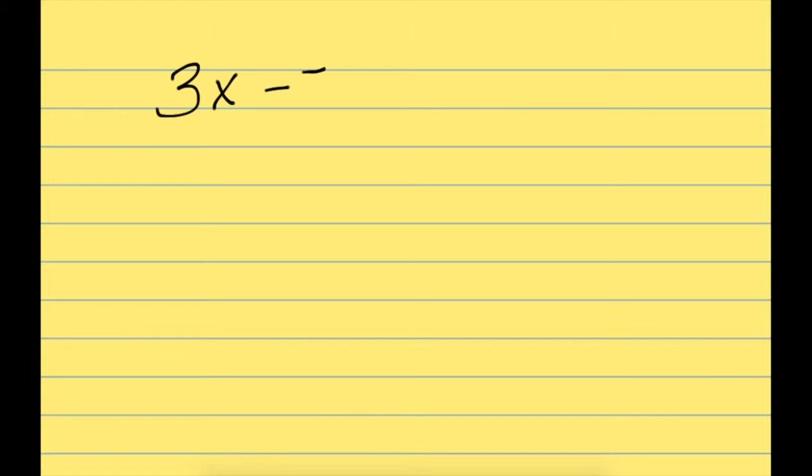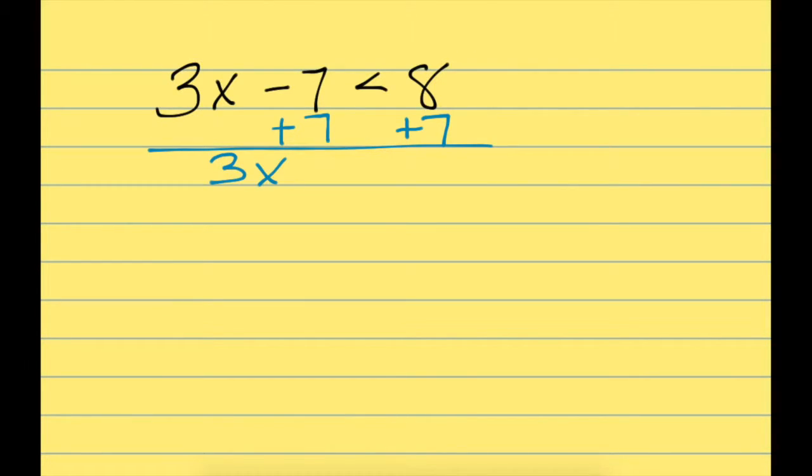So let's start with a pretty basic one. 3x minus 7 is less than 8. We start by adding 7 to both sides. We have 3x is less than 15. Then we divide 3 out of both sides. We get x is less than 5. So we followed the same steps we would have if that had been an equal sign.